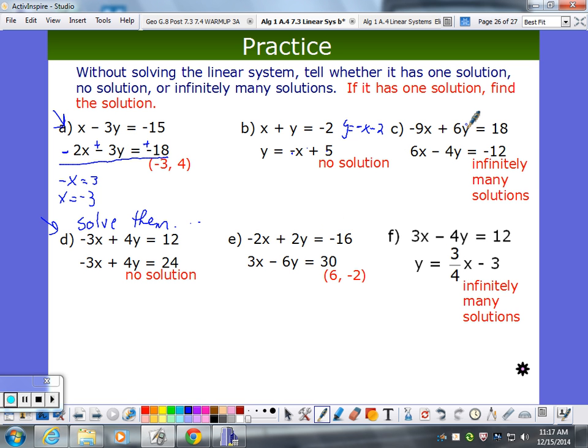This one was maybe a little bit harder to see. But what did I get for this one? y equals 3 halves x plus 3? And the other one is y equals 3 halves x plus 3. Yeah. They're the same equation, the same line. Therefore, there were infinitely many solutions. All the solutions are on this line, the xy pair that make these true.